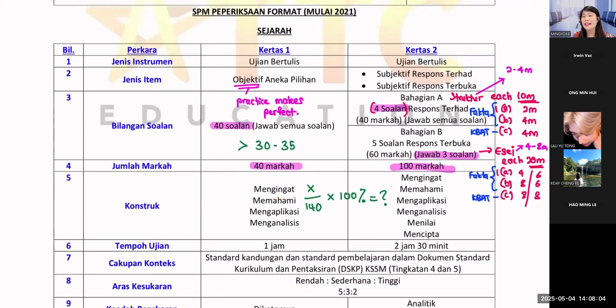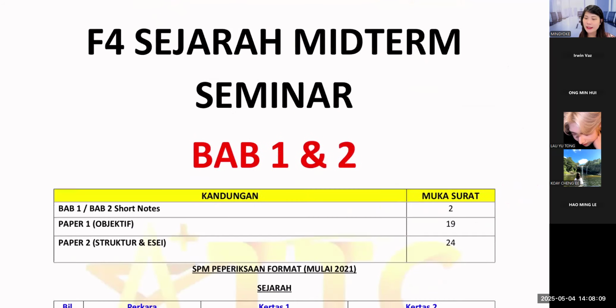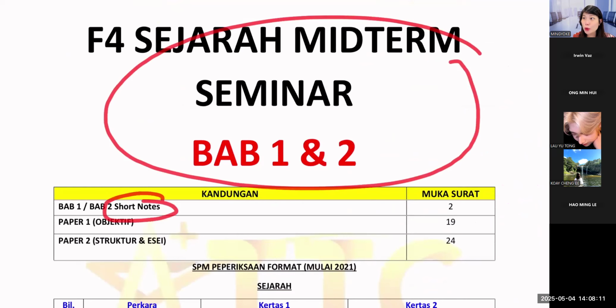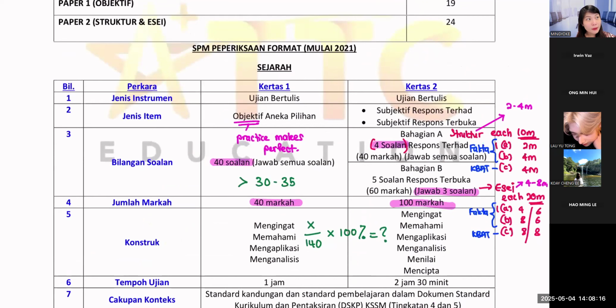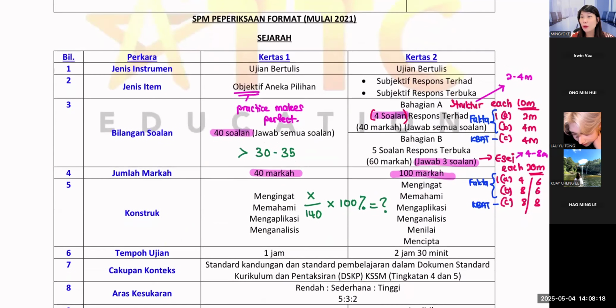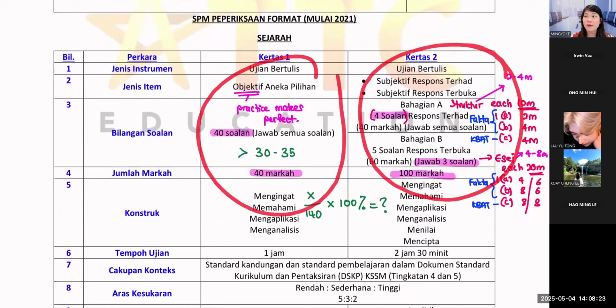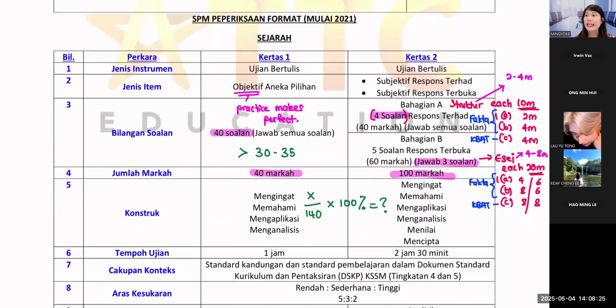Kertas 2 is your structure and your essay. For example, the material in this seminar is your short notes. Short notes refer to the actual important points for your structural and essay questions. So it is not applicable for your objective, because your objective is too detailed. Instead, it helps you in your structure and essay. So if you want to study, you study the short notes for your structure essay. For objective, it is practice.